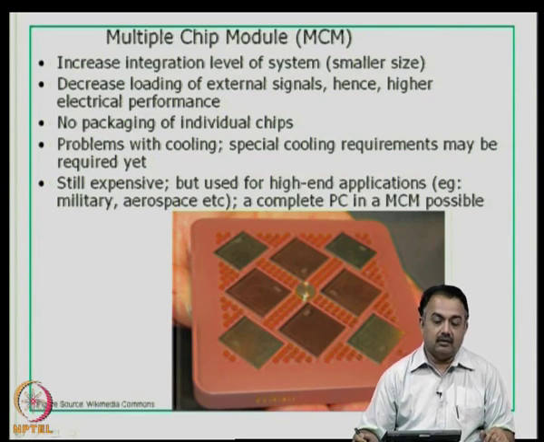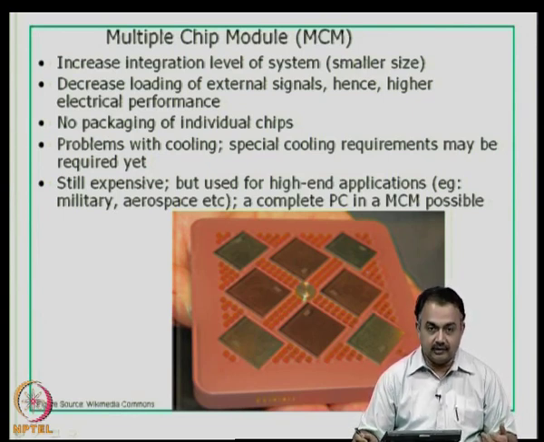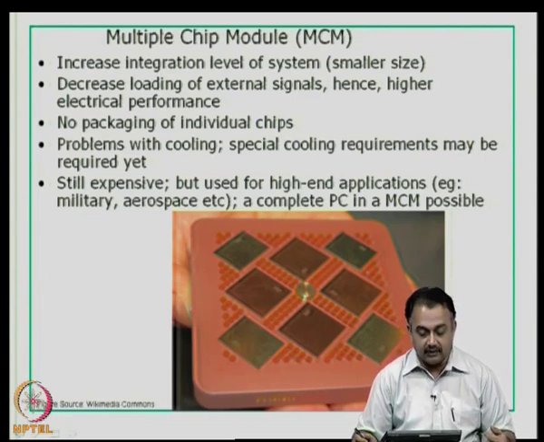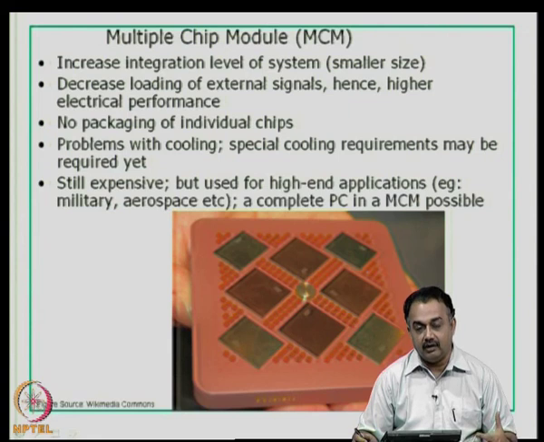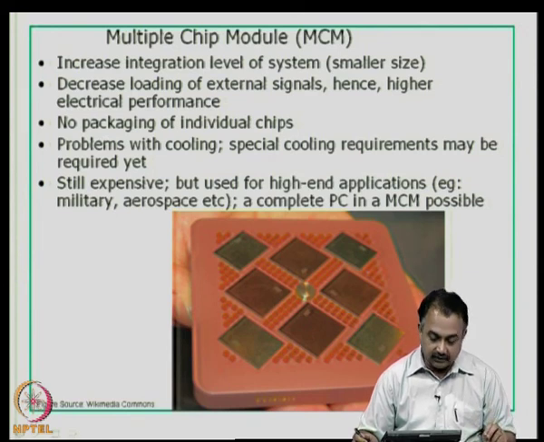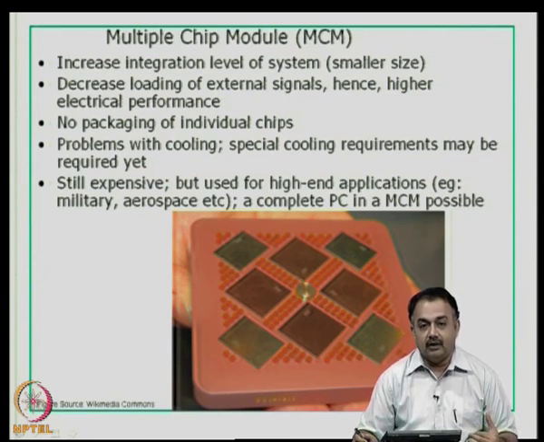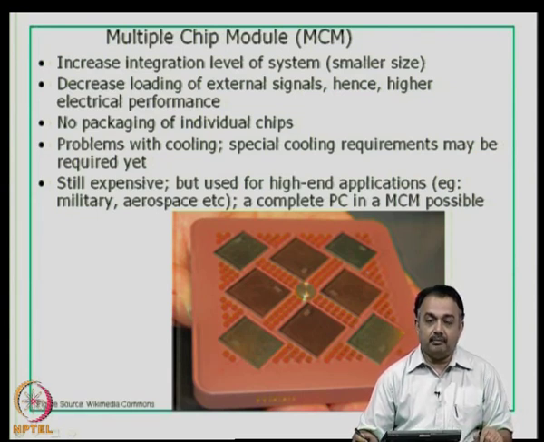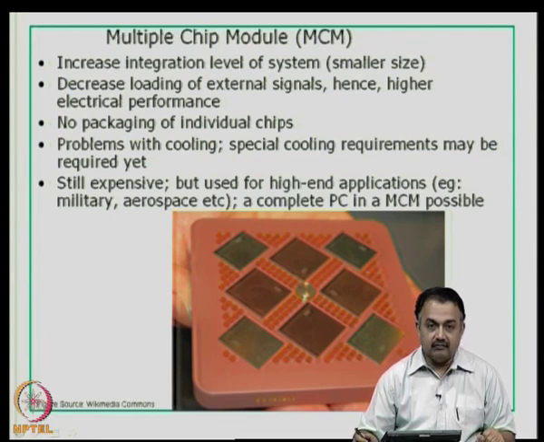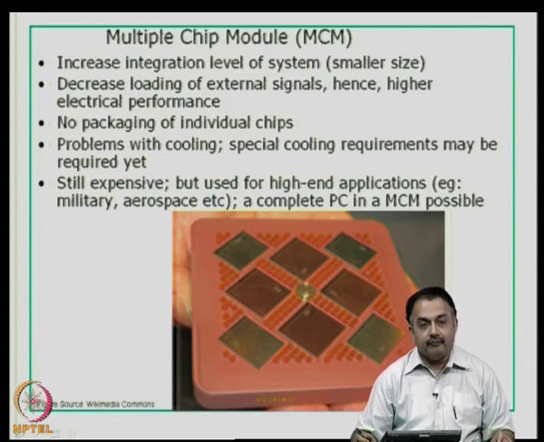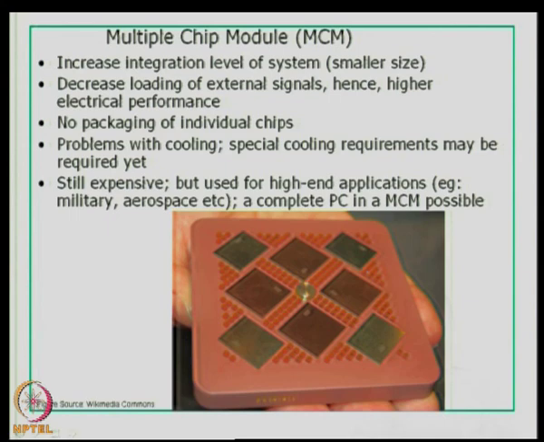It is expensive compared to a printed wiring board. It is expensive because of the substrate. It is a ceramic substrate that is expensive, but it is used for high end applications like military, aerospace, avionics, etc. And therefore, it is bound to be expensive. For example, if you can build a complete PC in an MCM, then that is great. Okay. You can use a single substrate to build a complete PCB with all the inbuilt functionalities of a PC. So, although it is expensive, multi-chip modules are required today for various applications. So, I will stop here, and we will continue with the further aspects of multi-chip module in the next class.